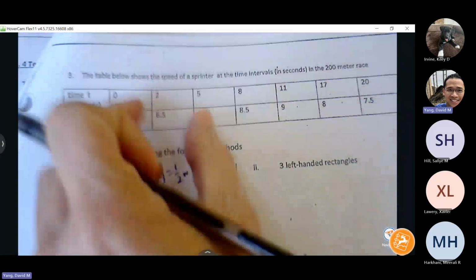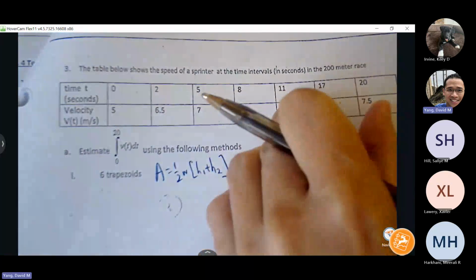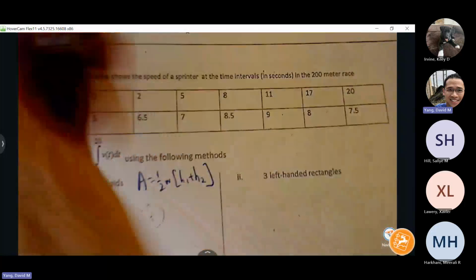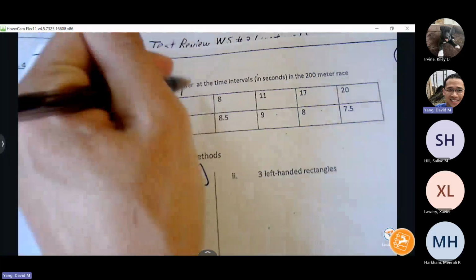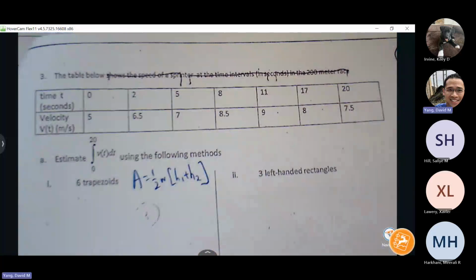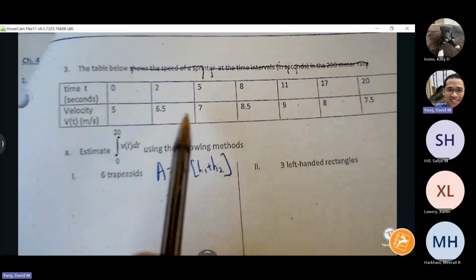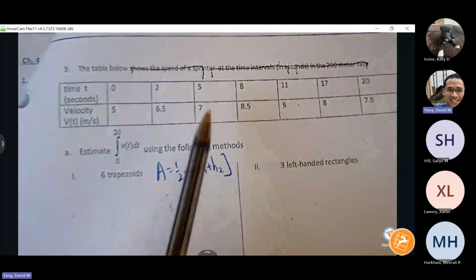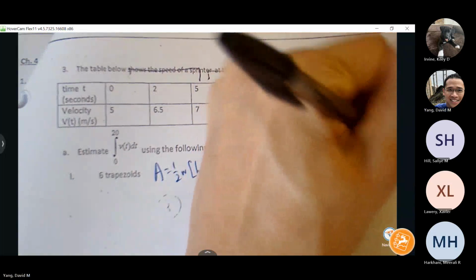So we have to do a little bit of trial and error here. How can we get three left-handed rectangles? This is one, this is one, this is one. So this is one subinterval, second subinterval, third subinterval. Every subinterval is going to share where the last interval left off. Okay, so we do width times height, right? That's just area, width times height.